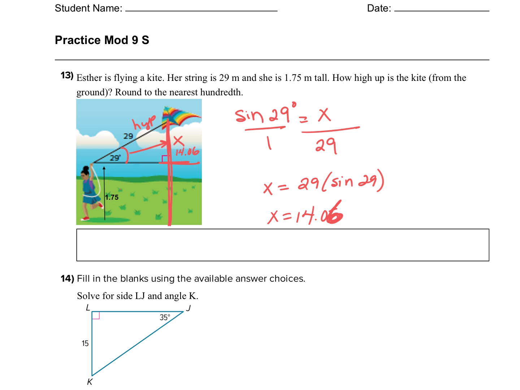And thankfully, our picture tells us that she is 1.75 meters off the ground. So if I add 14.06 plus the 1.75, I will get the total height the kite is off the ground. 14.06 plus 1.75 gives me 15.81 meters.